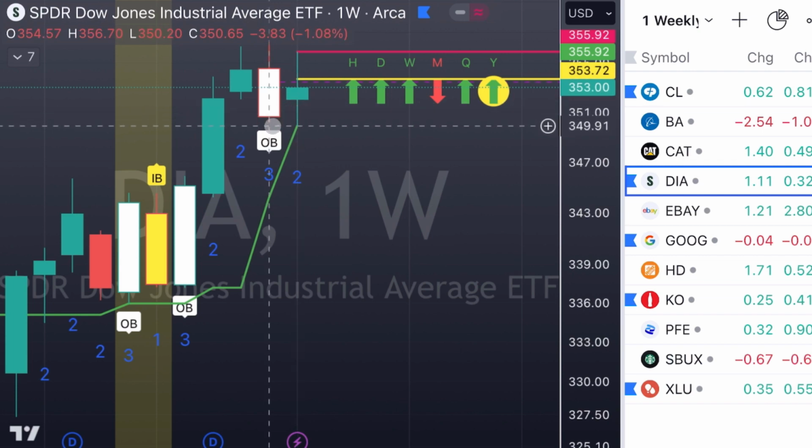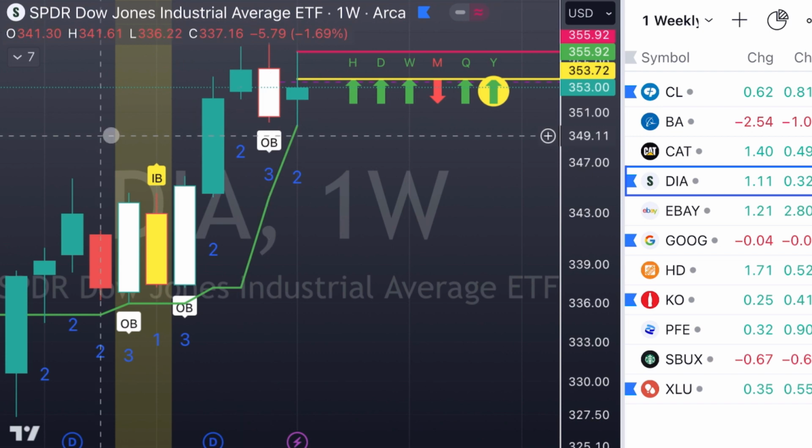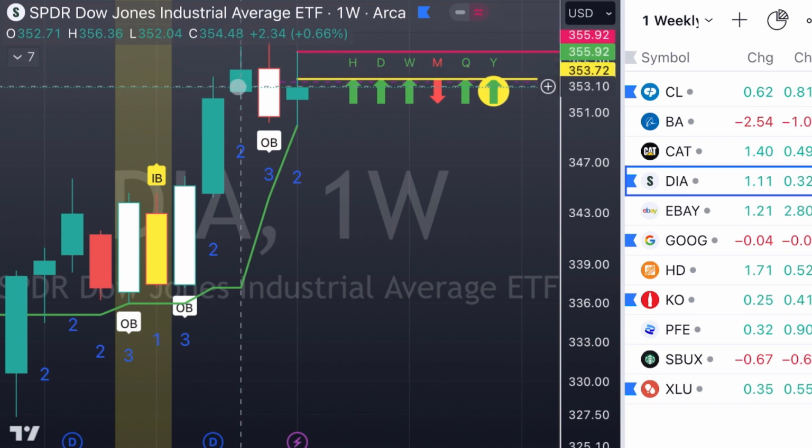This candle only broke the low of the previous candle. Barely, but it did. That's a 2 down. A 2 up would only break the high of the previous candle, like you see on this candle right here. It only broke the high right here. So that's a 2 up.